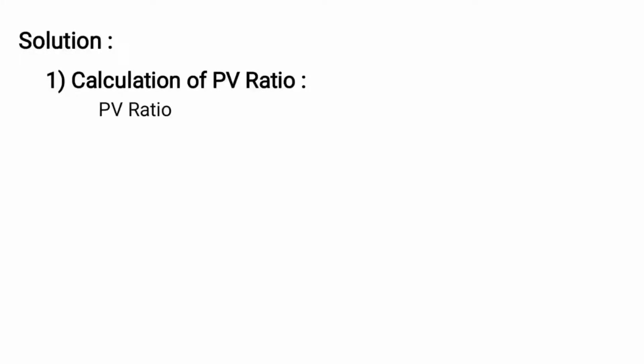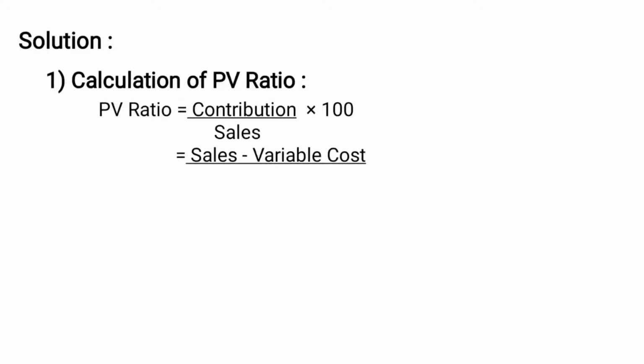So let us start with the solution. First, calculation of PV ratio. PV ratio is equal to contribution divided by sales into 100. So contribution can be written as sales minus variable cost divided by sales into 100.